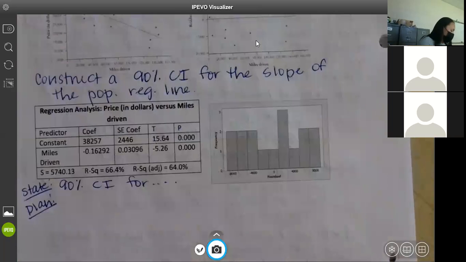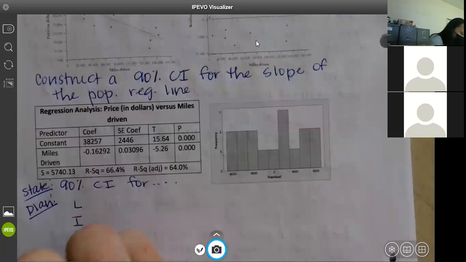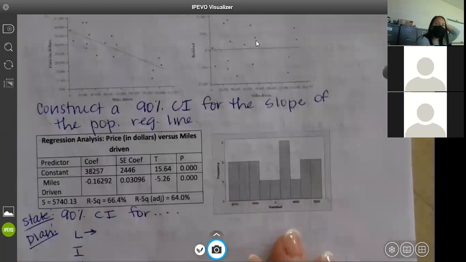Same thing in the plan that we always do. We're going to check conditions. We're going to do the LINER. This will be much shorter than the last ones that we did. Okay. So L stands for linear. Can you tell me one way that we know it's linear looking at these graphs?